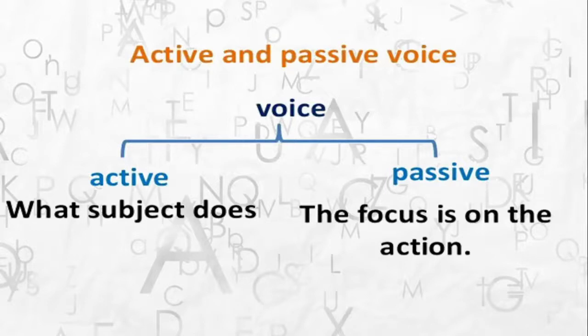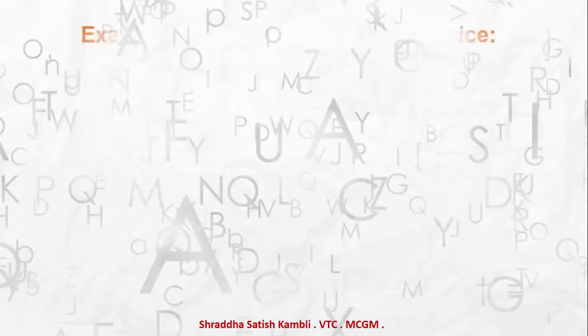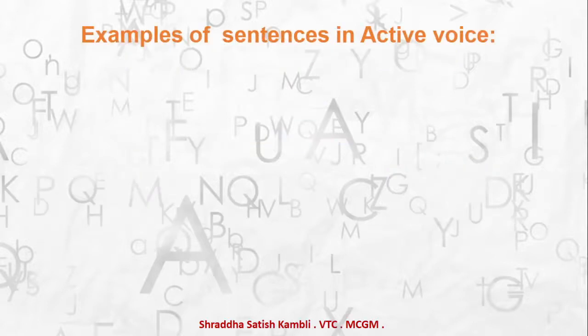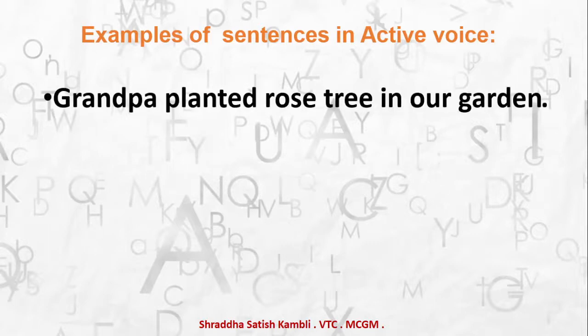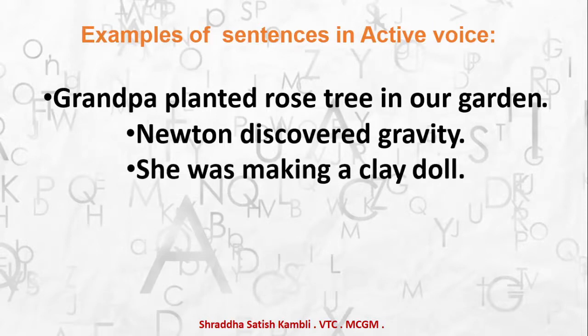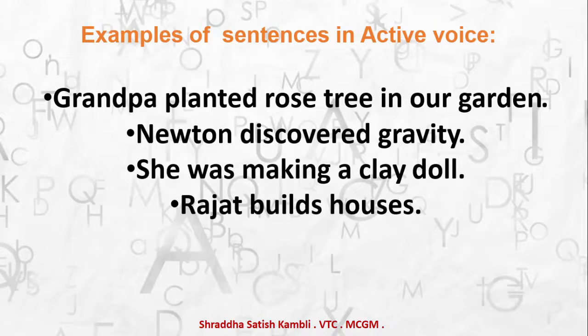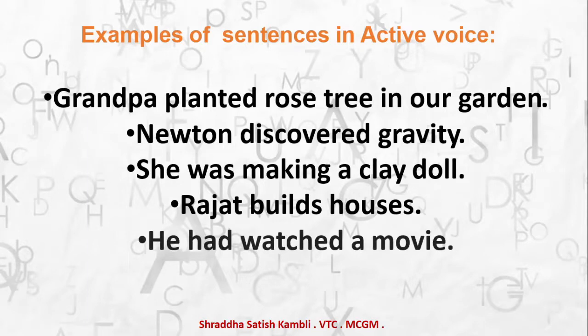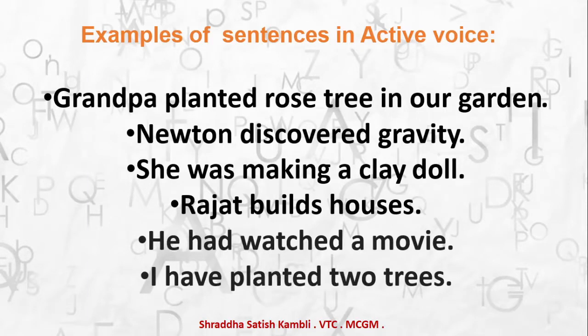Now, last time when we looked at voice, we learnt in detail about all this. But once again, let us take a look at the examples of active and passive voice sentences. We will not go back and learn the meaning, etc. We will just take a look at examples of sentences in the active and passive voice. So see, here you have Grandpa planted a rose tree in our garden. Newton discovered gravity. She was making a clay doll. Rajat builds houses. He had watched a movie. I have planted 2 trees.